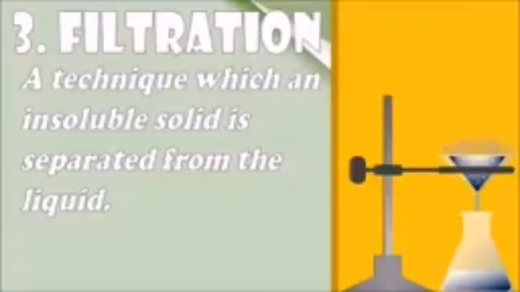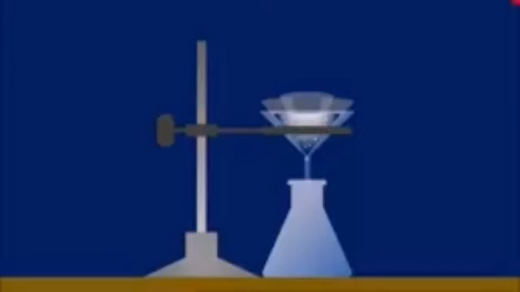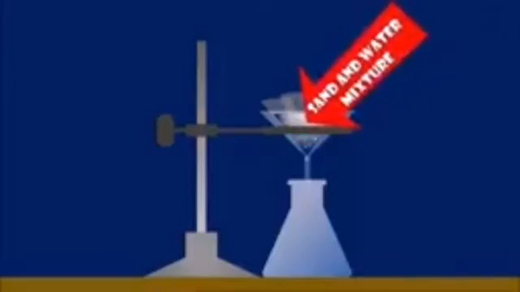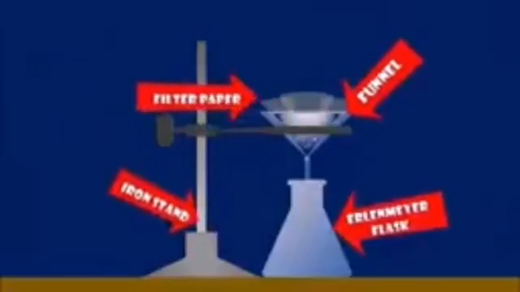Number 3. Filtration. This is a technique in which an insoluble solid is separated from a liquid. It uses a filter like mesh cloth or filter paper to separate solid components from the liquid. This process is used if you want your water free from soil particles. You can also use filtration if you want to separate sand from a mixture of sand and water, because sand is insoluble or does not dissolve in water.